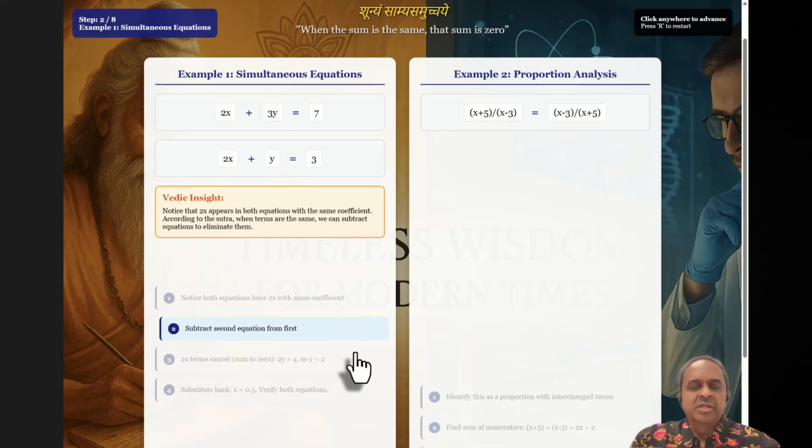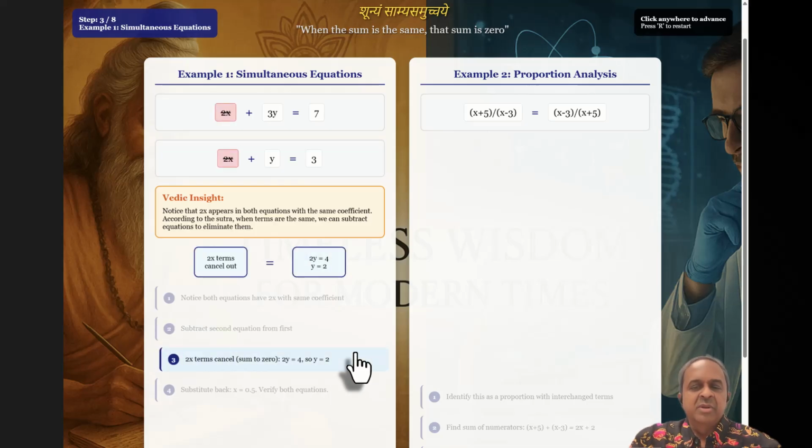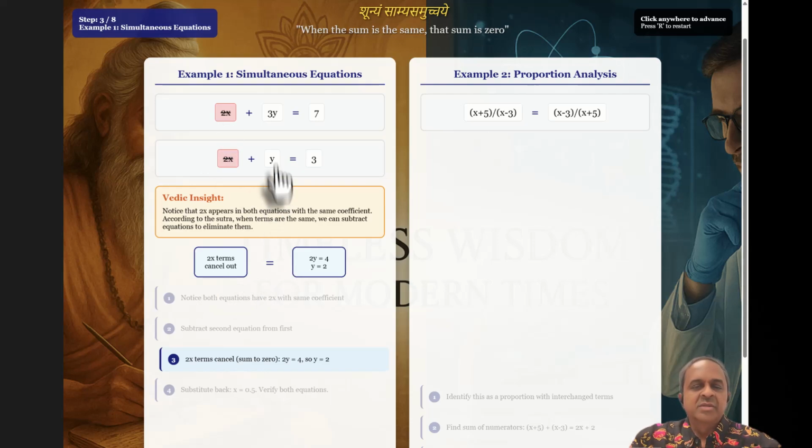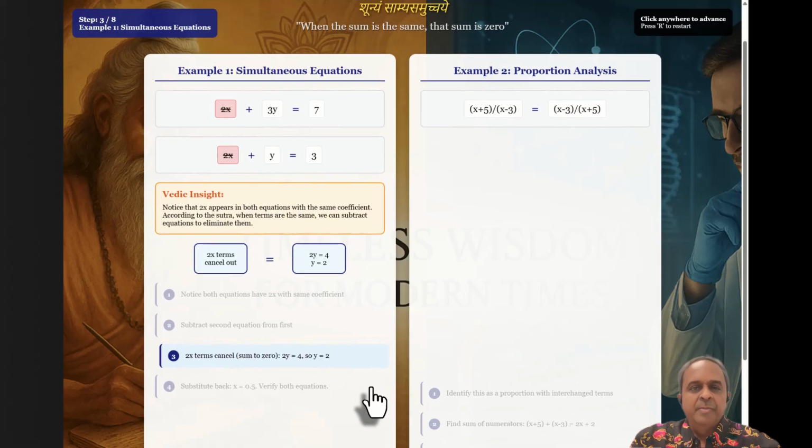So you take the second equation and subtract it from the first. First, 2x cancels out. Then you subtract y from 3y, so that's 2y. Subtract 3 from 7, that's 4. So 2y equals 4, and so y equals 2.